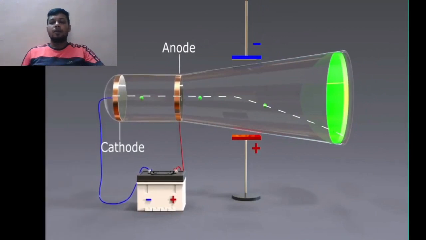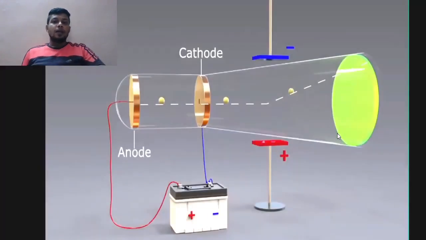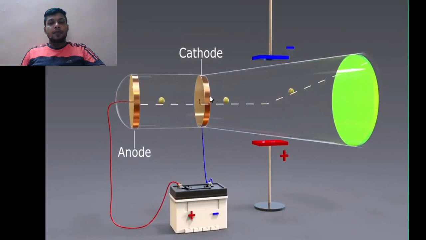Now we know that the negatively charged particles are attracted towards the positive plate and repelled by the negative plate, so the direction will be towards the positive plate. Here you can see that the positively charged particles are attracted towards the negatively charged plate and repelled, going away from the positively charged plate.